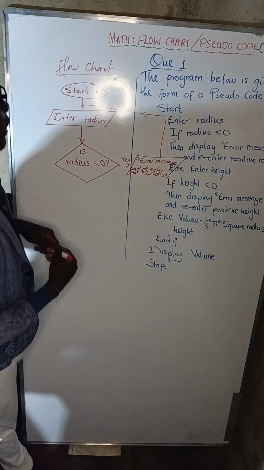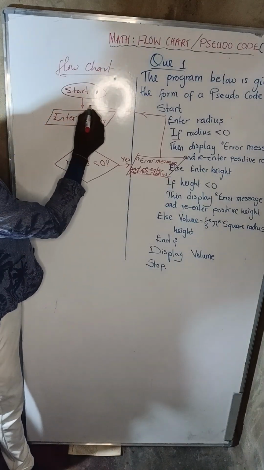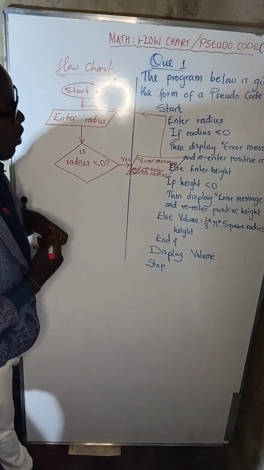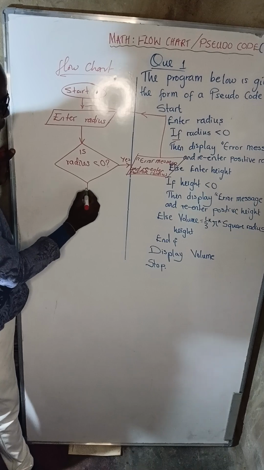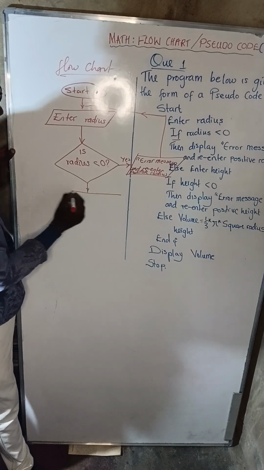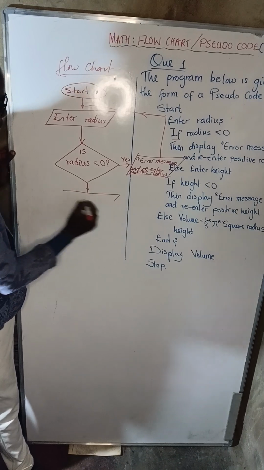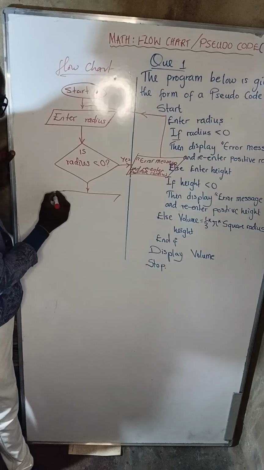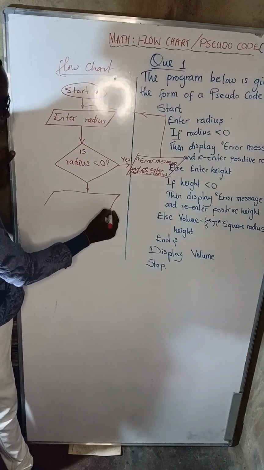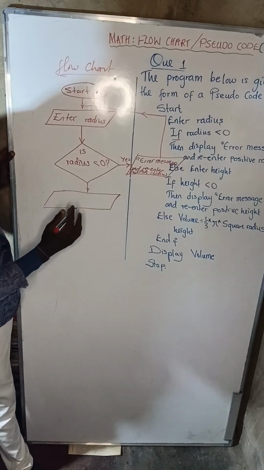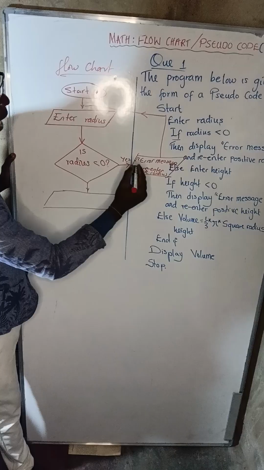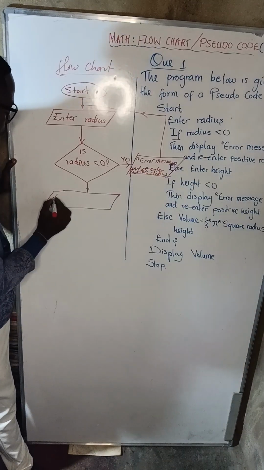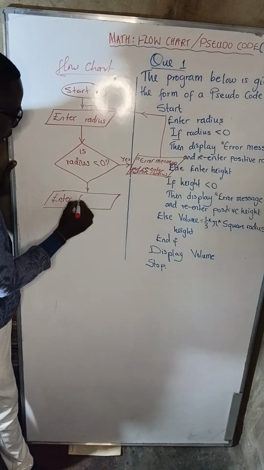Again, to this part here, we have else enter height. For else enter height, what shape do we use? It is the parallelogram. Once you hear the word enter, display, or print, we use the parallelogram. According to this, we kindly enter height. Here we write enter height.